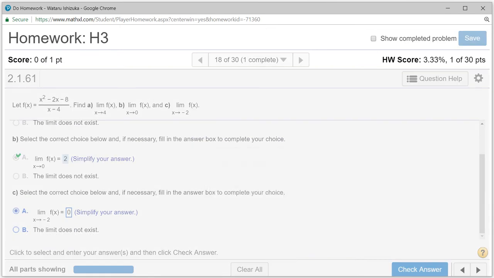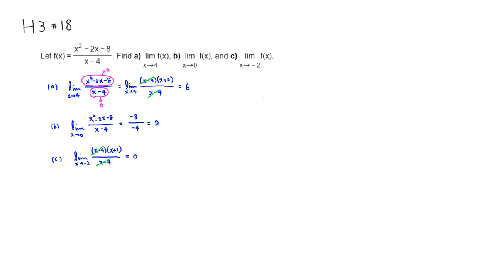We got that. All right, that's it. I hope that this was clear.